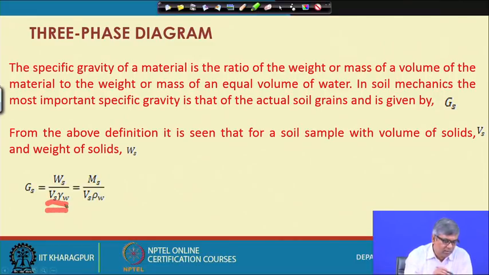This is the one: Ws is the weight of solid, and the denominator is the weight of an equal volume of water. So, Vs into gamma W, the solid weight, is actually occupied by the solid only, because a void does not have any weight. So, that volume of solid into water, that means equal volume of water, this ratio is by definition the specific gravity, and that can also be written in terms of mass: mass by Vs into rho s.